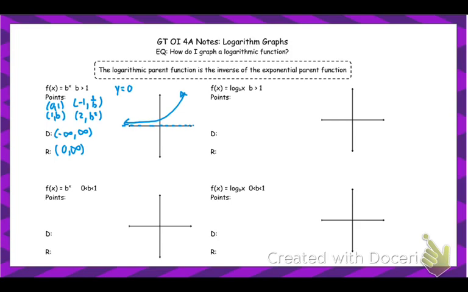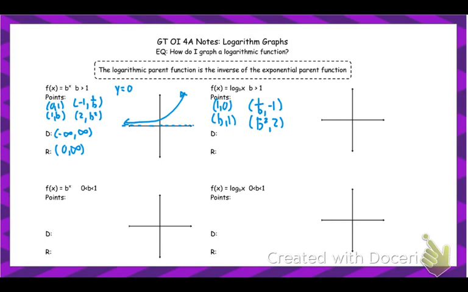Now the log graph, like we said, is the inverse of this graph, which means the x and y's are going to be flipped. So instead of going through (0, 1), this graph will go through (1, 0). Instead of going through (1, base), it'll be (base, 1). Instead of (-1, 1 over the base), it'll be (1 over the base, -1), and (base squared, 2).